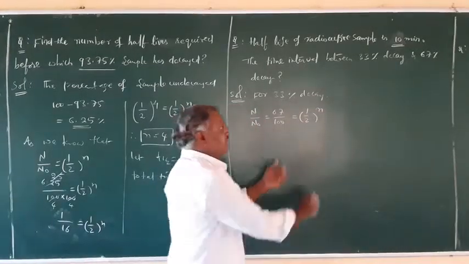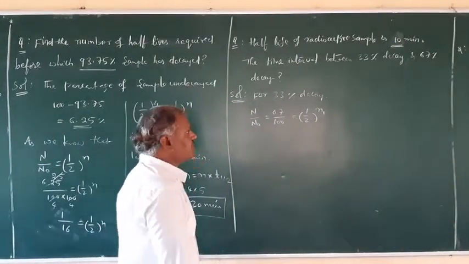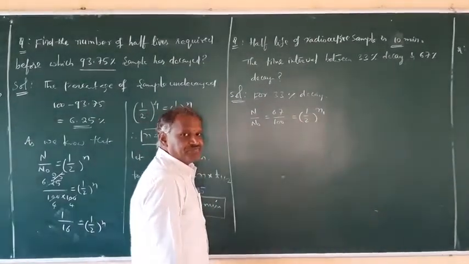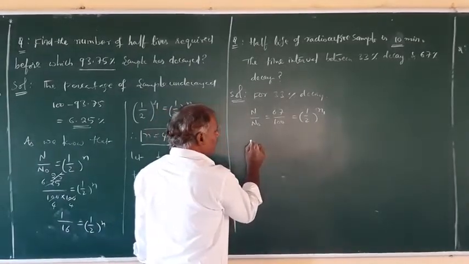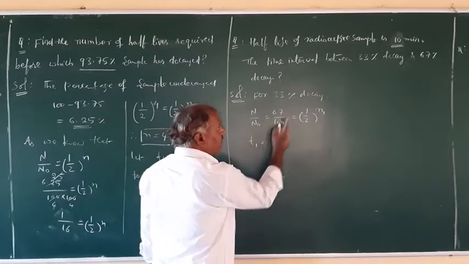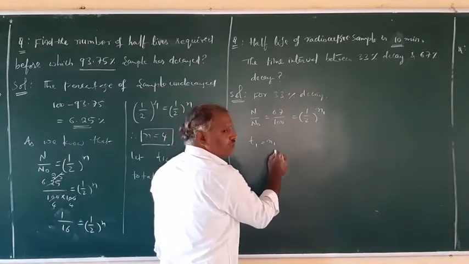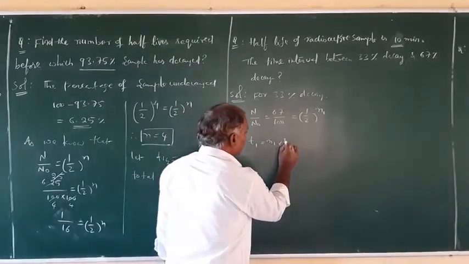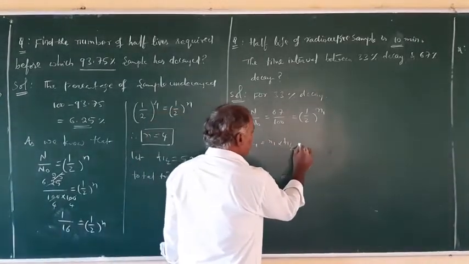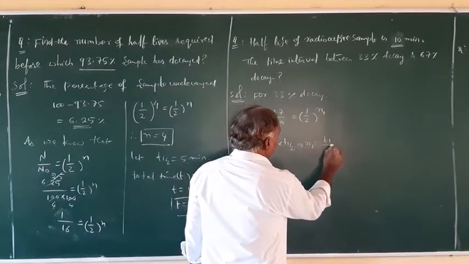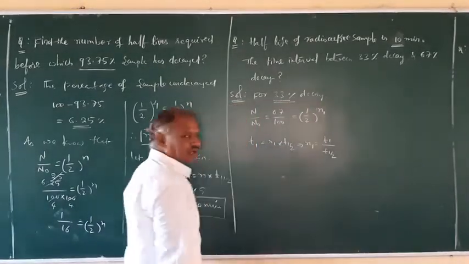Here n is the number of half-lives. Let me take n1 as the number of half-lives, right? So this n1 number of half-lives can be written in terms of the half-life time period. Already I can write here T1, the time period required for 33% decay, is given by T1 is equal to the number of half-lives into half-life time period, that is T half. Yes or no, right? So from this, n1 is equal to T1 upon T half. So this is for 33% of decay, we calculate like this.